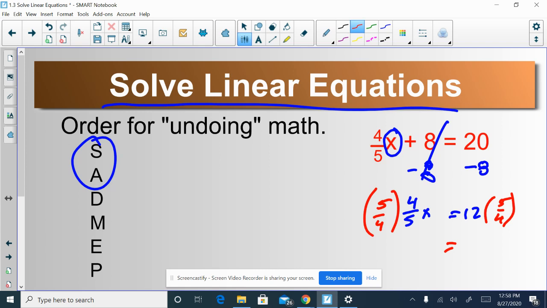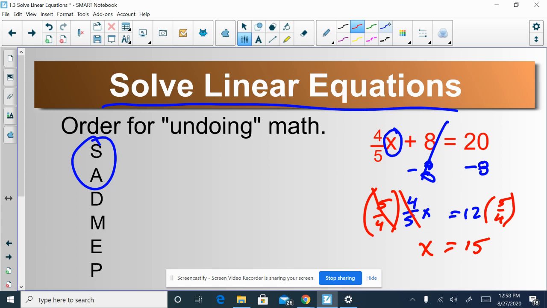This actually goes back to the first lecture. We talked about what happens when you multiply by its reciprocal, that is the identity. It cancels out to 1, or the inverse, sorry. It's the inverse, and it cancels out to 1. So 5/4 and 4/5 undo each other. And you're left with x is equal to whatever 12 times 5/4 is. We should be able to type this into our calculator as well. 12 times 5/4 is 15.